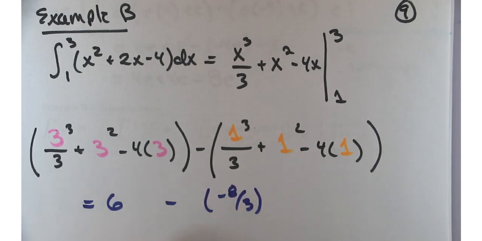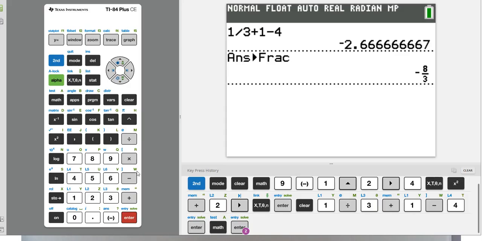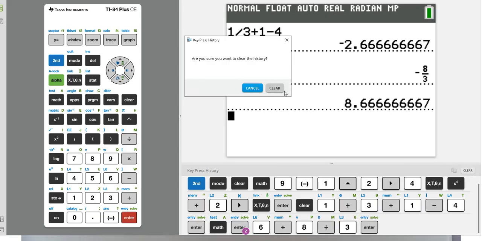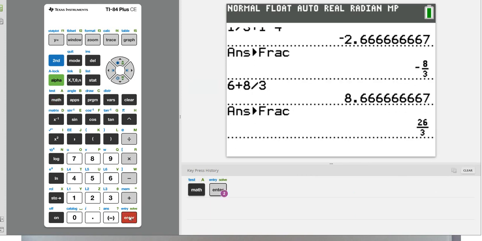And when we combine that with the 6, I think you're going to get 26/3. Like that. And again, if you're not really comfortable with some of these, then please do it on your calculator if you're not that swift with fractions. 6 minus -8/3 is going to be plus 8 divided by 3. And then again, hit the answer to fraction key. Should be good. So math, enter twice, 26/3. Wow. That's pretty cool.